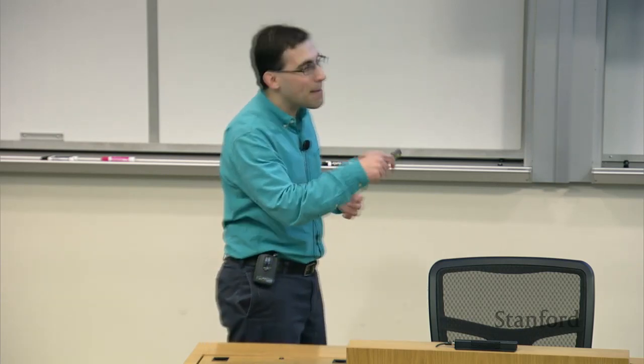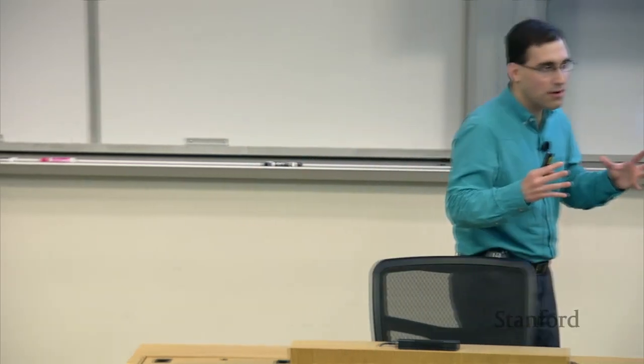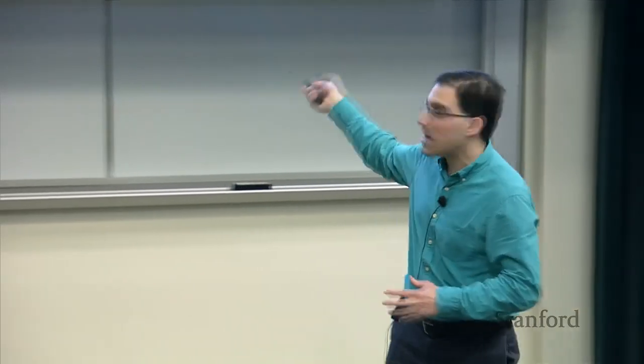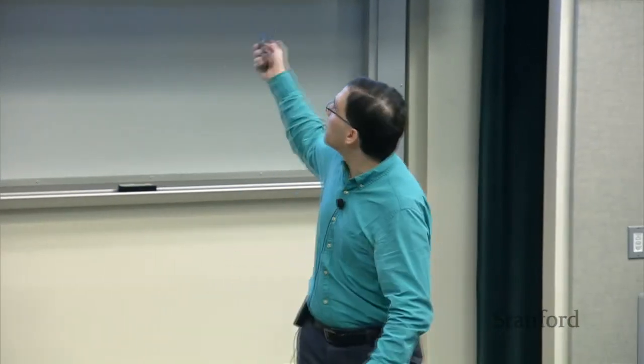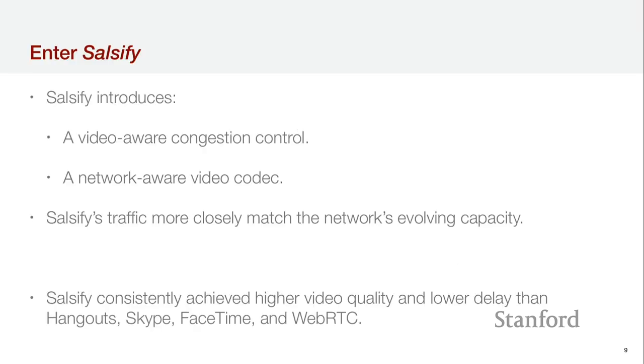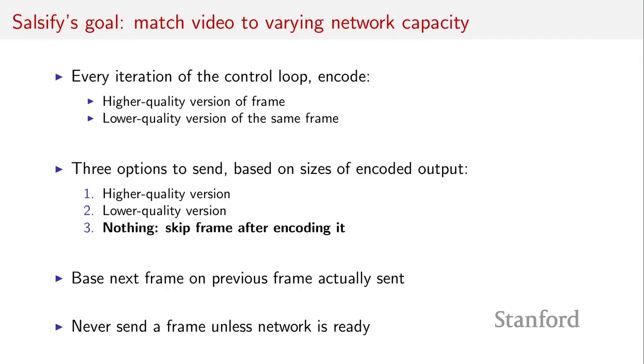So if you build a combined algorithm with one control loop, so there's not a frame rate and a bit rate, these are not separate. There's one rate. And every time through the control loop, we call the transfer protocol function, we call the video codec function. We say, what's the capacity of the network? What size should the frame be? Just one control loop. Can we build an application where the video transmissions better match the varying capacity of the network? So in the system, we have a video-aware congestion control scheme, a video-aware transport protocol scheme, and we have a network-aware video codec. And they're fused together to better match the evolving capacity.